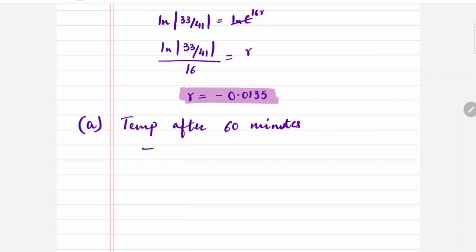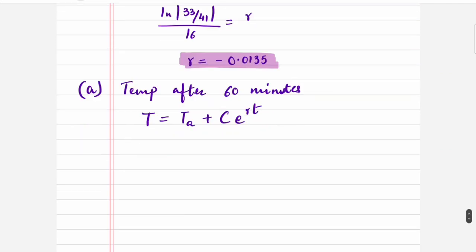All right, so now same formula, T = TA + C e^(RT). R is negative because it is cooling down, right? Something is cooling down. That's why the rate is negative. Now here, T is the temperature after 60 minutes.